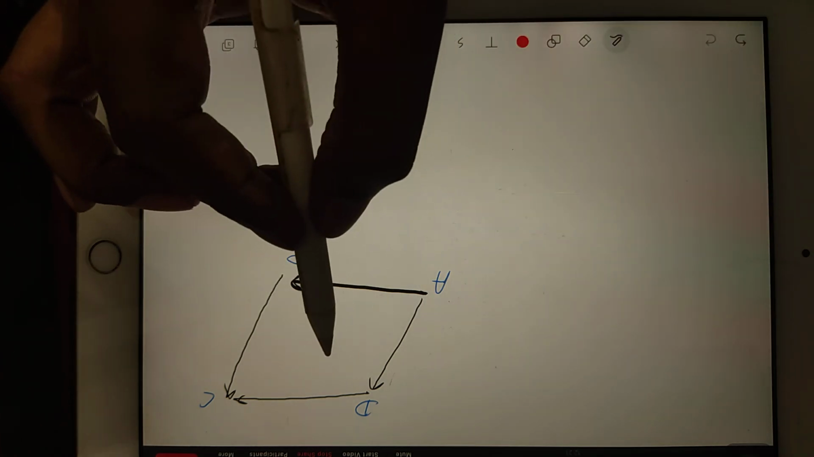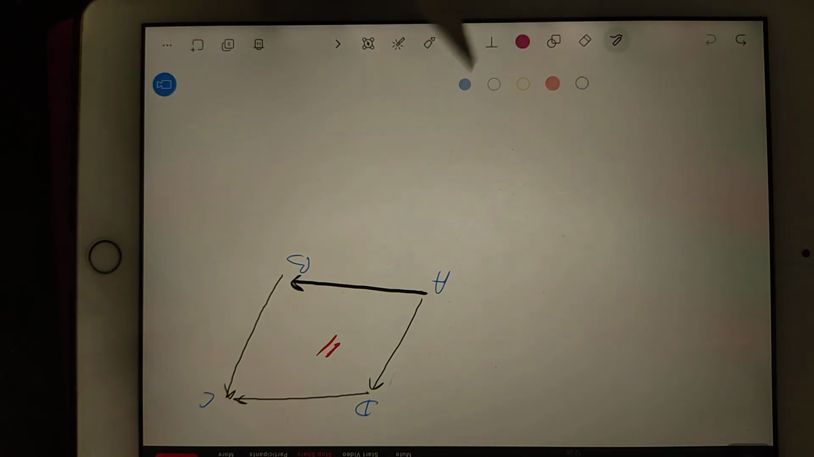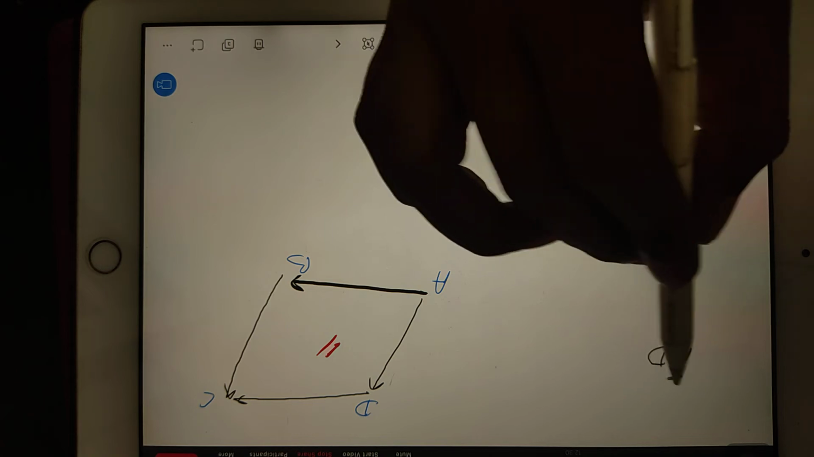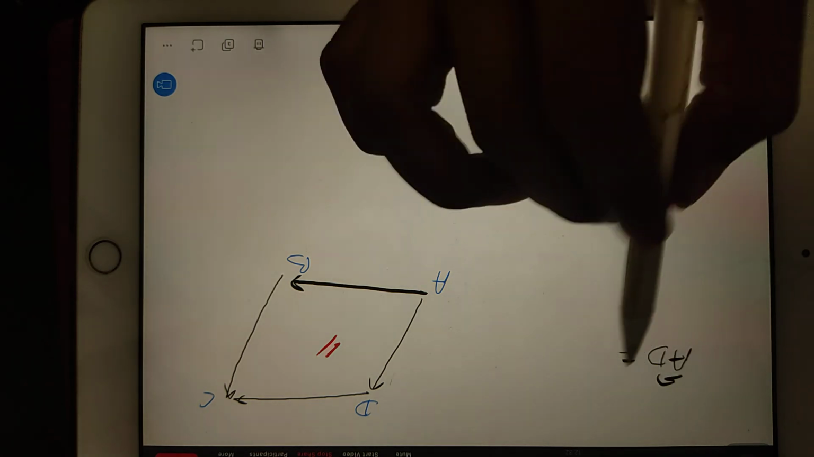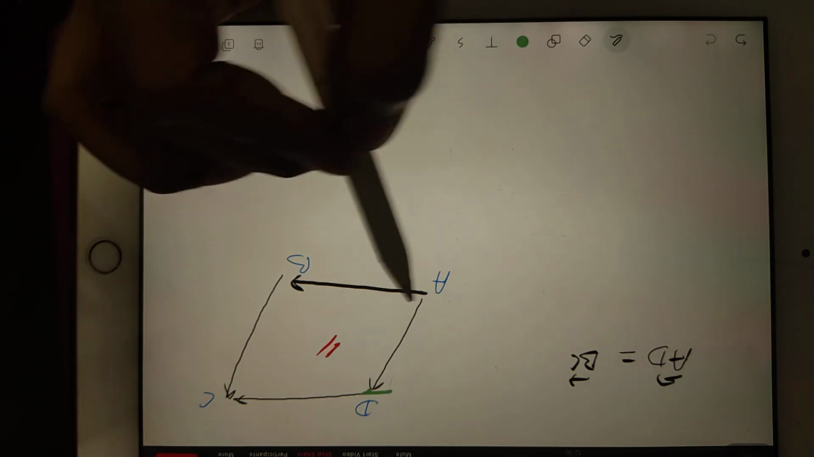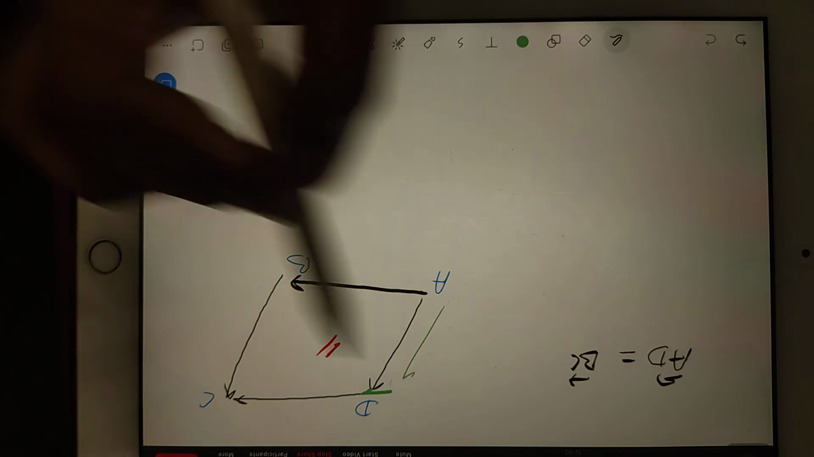One thing is sure: it is a parallelogram and adjacent sides are given. Now you see here, whatever value I decide for AD, automatically it will be equal for BC, because lengthwise and direction wise AD and BC are the same.